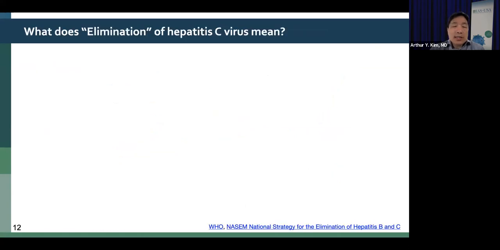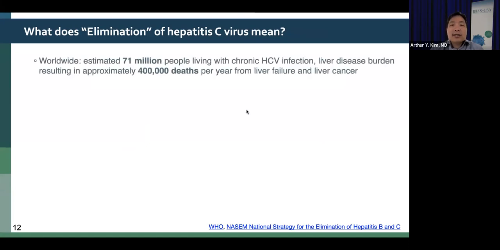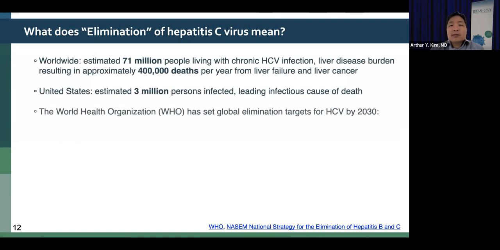And so what would it mean to eliminate hepatitis C? Now, this would be very difficult. You can see that we're having trouble with a lot of other viruses, other than smallpox. We've had very much difficulty eliminating viruses, and you can even hear about polio in New York City, how difficult this is. But when we think about hepatitis C, there's really a major burden. 71 million people per last estimation, 400,000 deaths per year, liver failure, liver cancer.